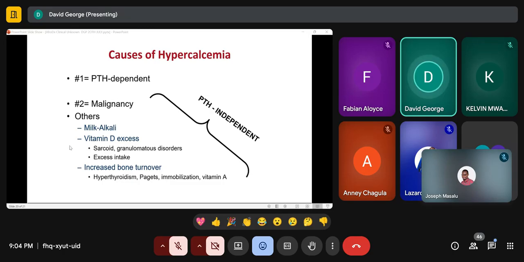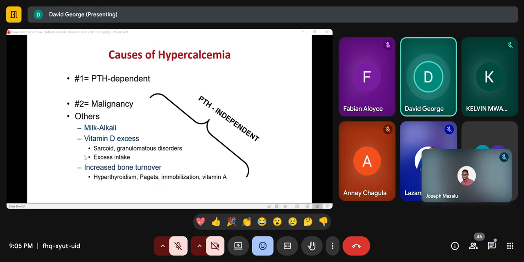So other causes are like milk alkali syndrome, which was common in people taking antacids, which contain bicarbonates and lots of calcium. Vitamin D excess. Remember, vitamin D was done in this patient. I think I discussed it in that session, where you can have hypercalcemia due to excessive vitamin D activation by granuloma. So tuberculosis can cause that. Sarcoidosis can cause that. And you can also have hypercalcemia from increased vitamin D intake.